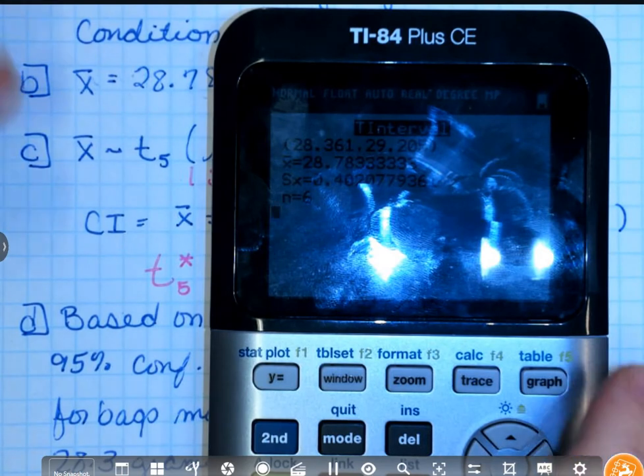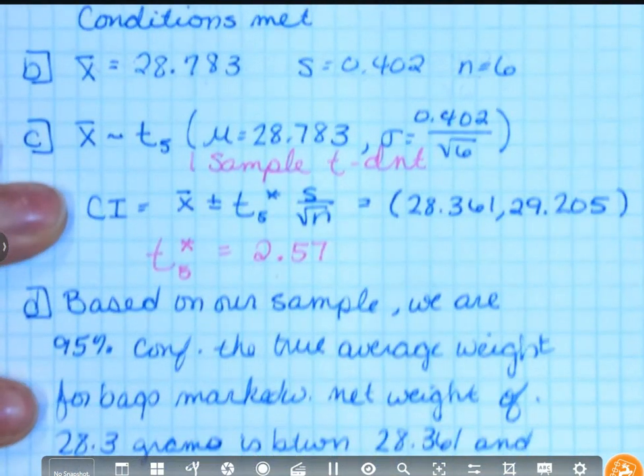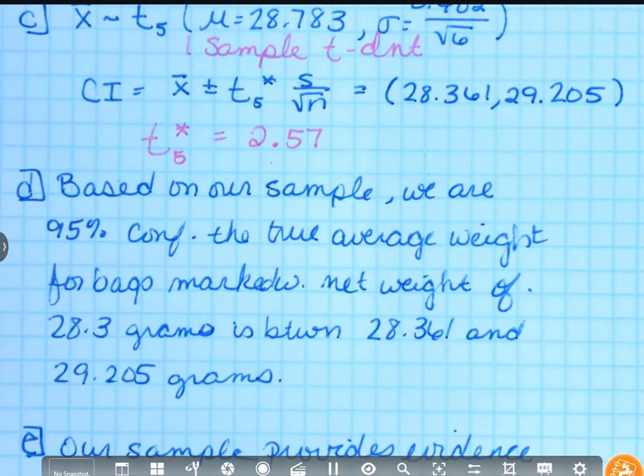But anyways, okay, coming back to this. He asked us to explain in context what the interval means. So I said, based on our sample, we're 95% confident the true average weight for bags marked with a net weight of 28.3 grams is between 28.36 and 29.205 grams. I never write out the word confident because I don't spell good. You all right on our interpretations? Any questions so far?